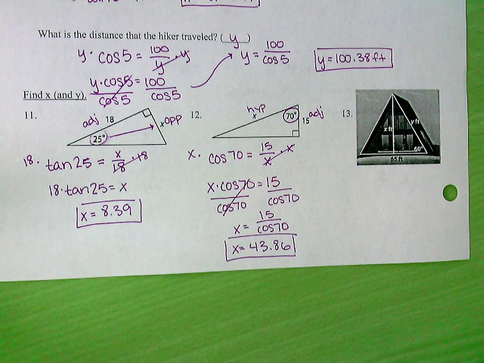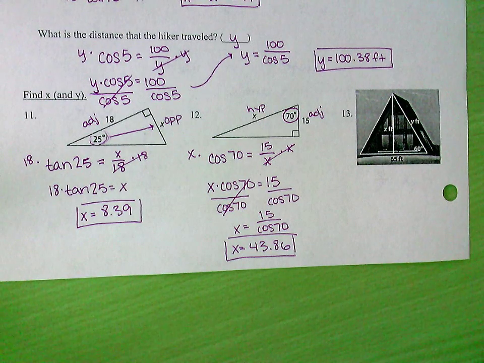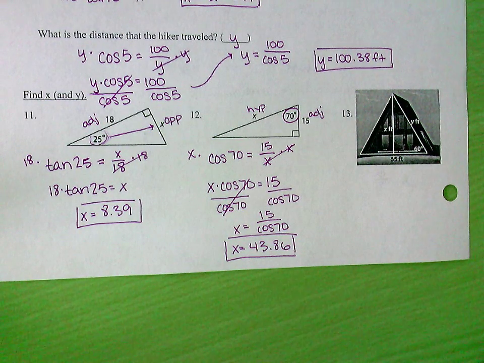43.86. Did you not do it right? No. Press 15. I did. 15 divide 70 cosine equals.